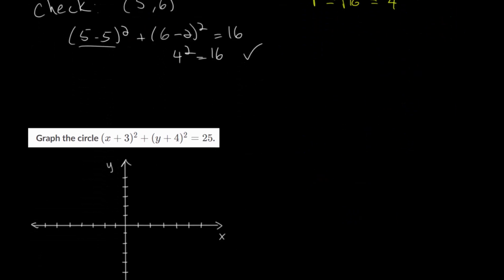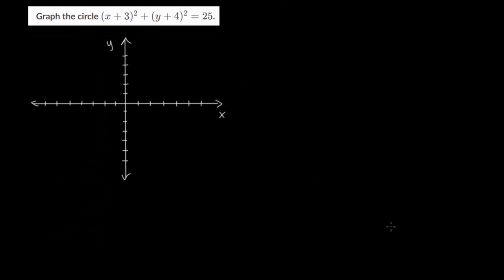Now let's look at one more of these examples where, again, we're given the equation of the circle and we need to find its center and its radius. And remember that the x value that makes the expression here 0 is the x value of the center. So that would be minus 3. And the y value that makes this expression 0 is the y value of our center, and in this case it's minus 4. And the equation is equal to the radius squared. So r squared in this case is equal to 25.